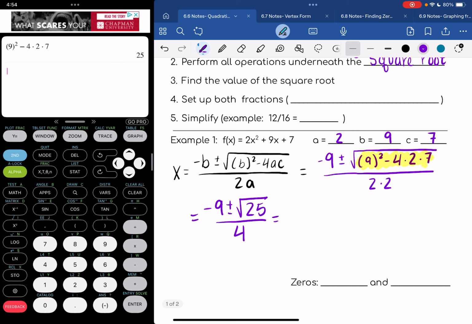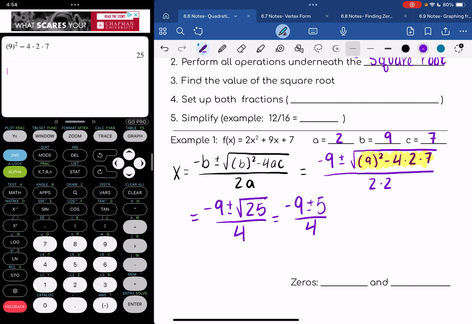Step 3 is to now find the value of the square root. So I'm going to go ahead and find the square root of 25. I'm asking myself what number times itself equals 25. I think we all know that the square root of 25 is 5, because 5 times 5 is 25. It is both positive and negative 5. Well, we already have our plus and minus in this fraction, so that's good. So negative 9 plus or minus 5 over 4.